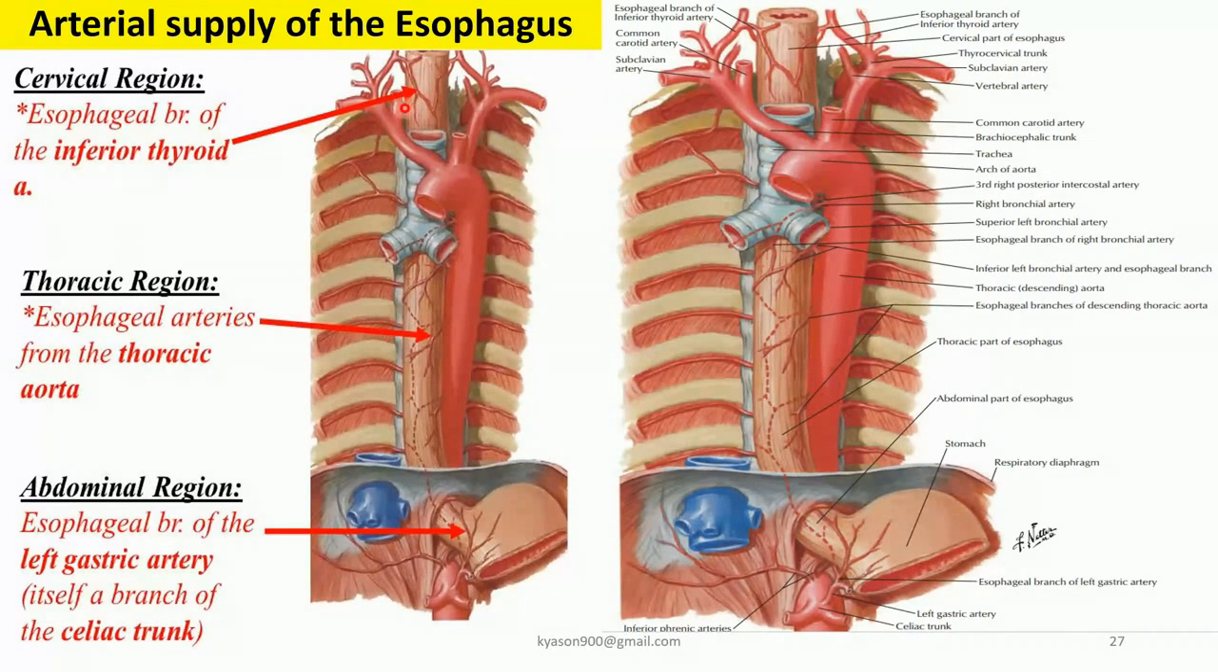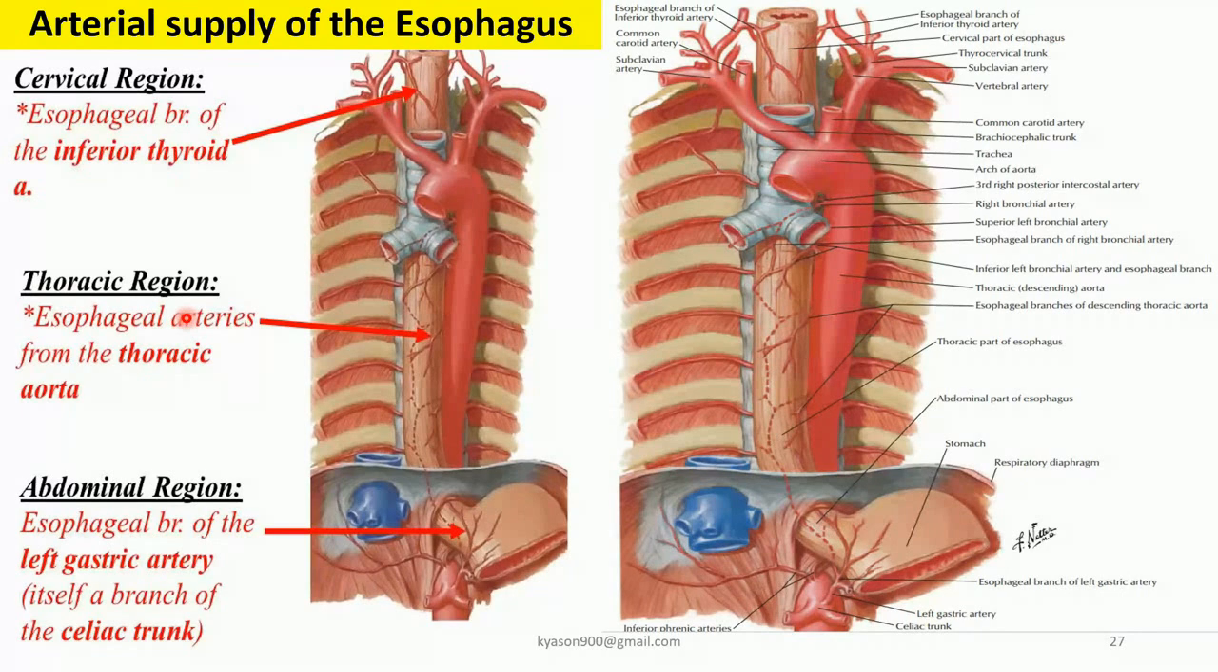The cervical part is going to be nourished by the esophageal branches from what we call the inferior thyroid artery. This is the inferior thyroid artery. It's a branch that's going to be coming off from the thyrocervical trunk, which is an artery from the subclavian. So the subclavian gives off the thyrocervical trunk, and from the thyrocervical trunk we get the inferior thyroid that's going to give off the esophageal branches that will supply the cervical part of the esophagus.